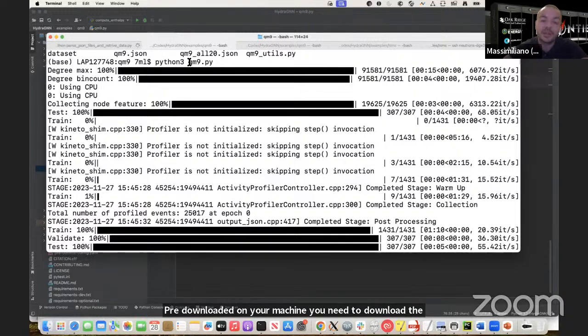The PyTorch Geometric dataset already performs some pre-filtering on the atomistic structures. In fact, the original dataset contains 133,000 molecules, but as you can see here, only a little over 90,000 are processed. If you want to know more details about the filtering, we can discuss it offline, but this is the standard pre-filtering performed by PyTorch Geometric.